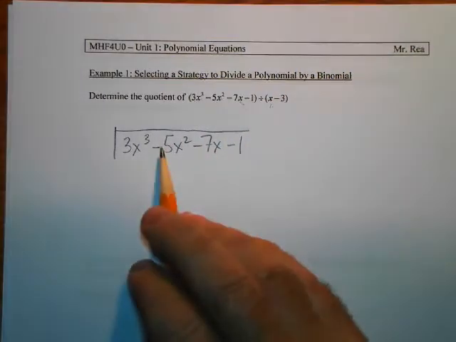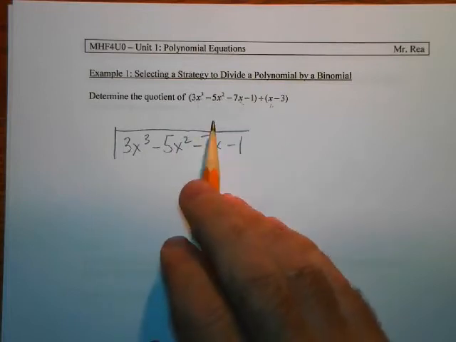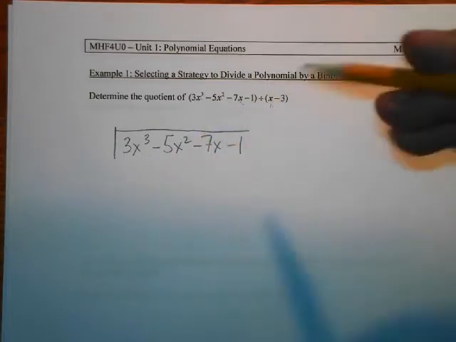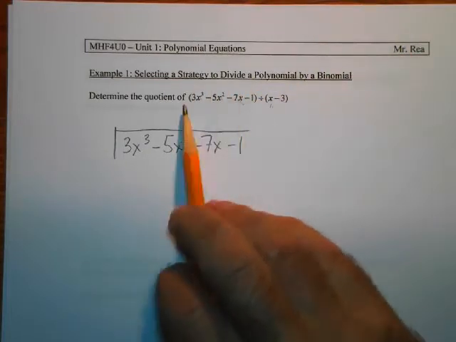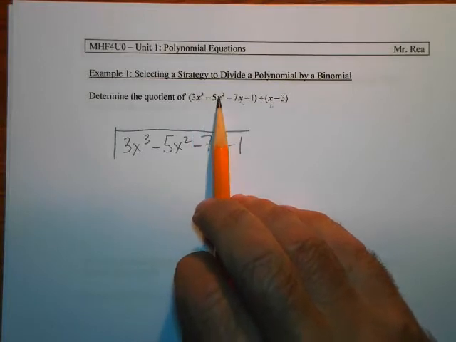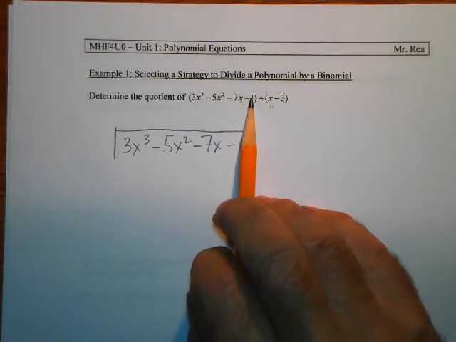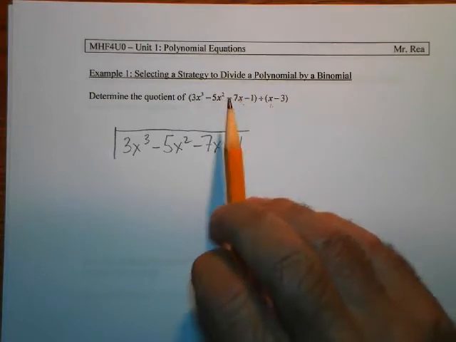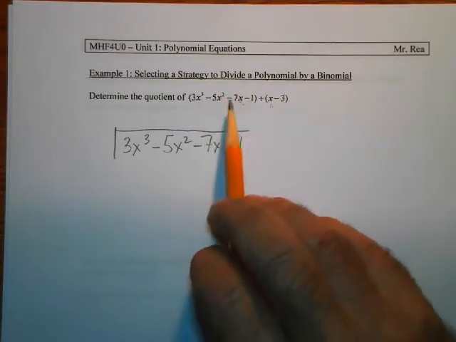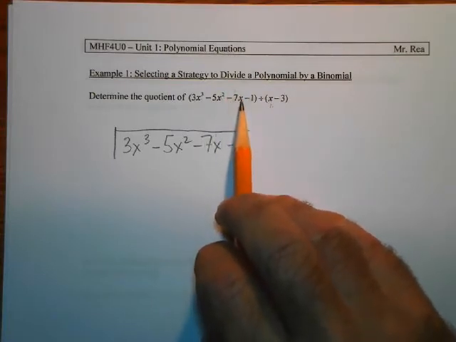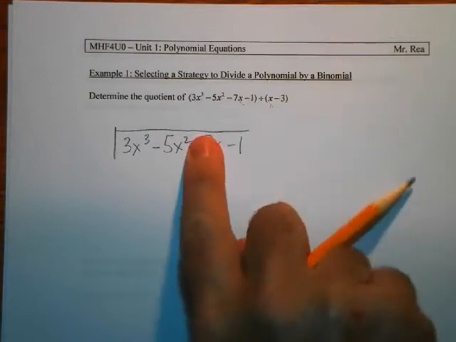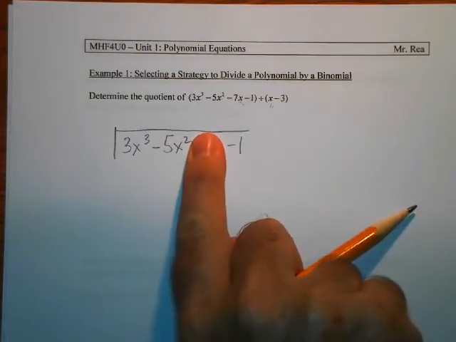The only other thing you have to know about doing this is, say this has a degree 3 term, degree 2 term, degree 1 term, degree 0 term. Well, what if what you're dividing didn't have one of these terms? Say it didn't have the minus 7x. If you just left that blank, if you just said 3x cubed minus 5x squared minus 1, you're going to have problems with the long division.